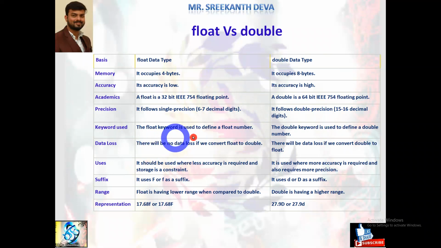The float keyword is used to define a float number. Float is a keyword which is used to represent floating point numbers in programming. The double keyword is used to define a double number.